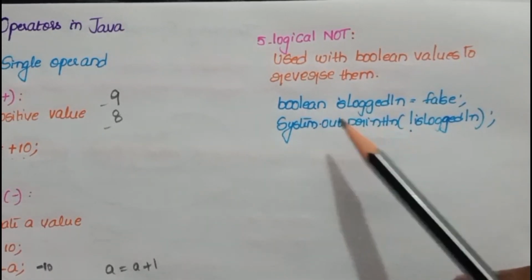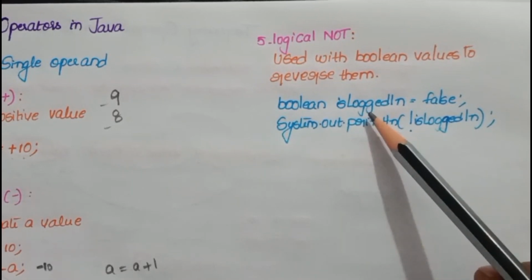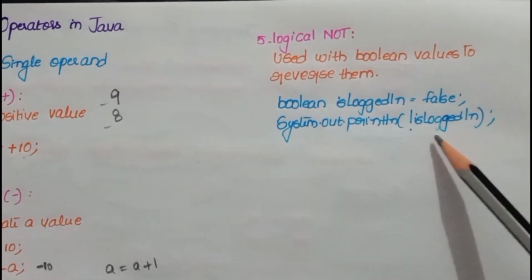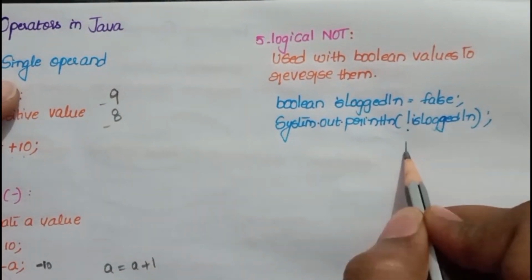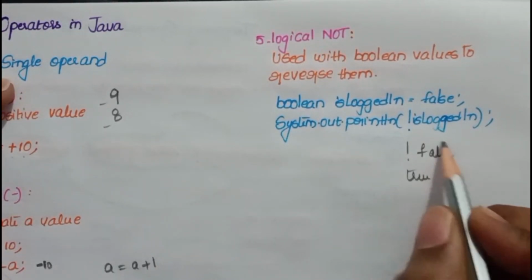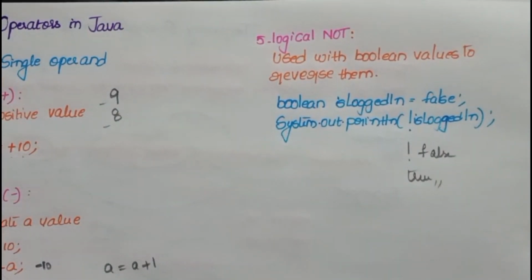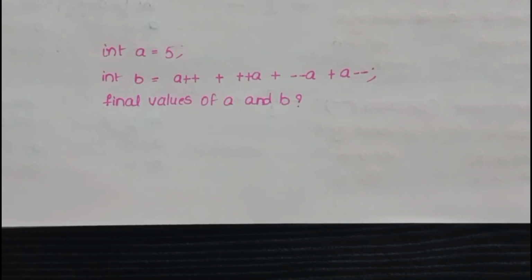Here we can see the example. Is logged in is a boolean variable, meaning it stores either true or false. We are storing false. If we say not of is logged in, it returns true. How? Not of false, because it returns reverse of this boolean value, it returns true. In this way, there are 5 types of unary operators in Java. As I said, increment and decrement operators are most important operators among unary operators.